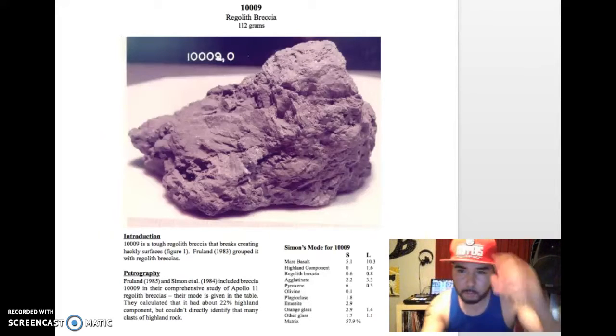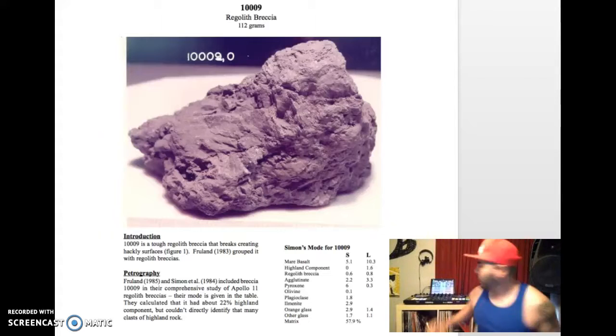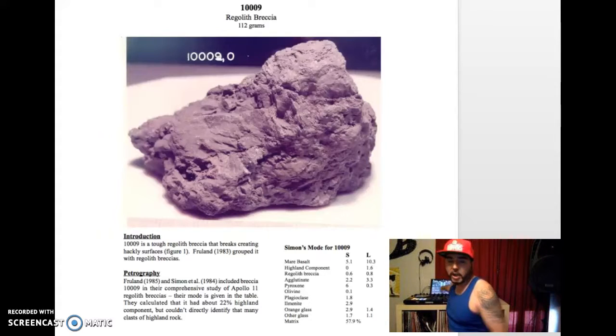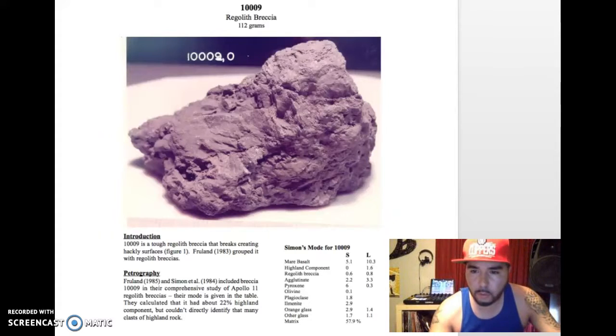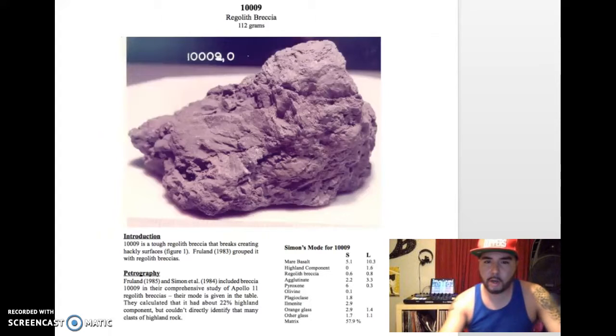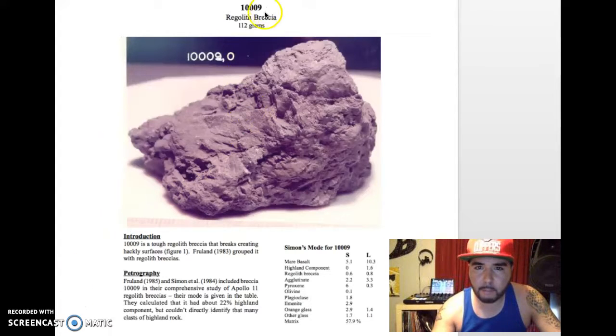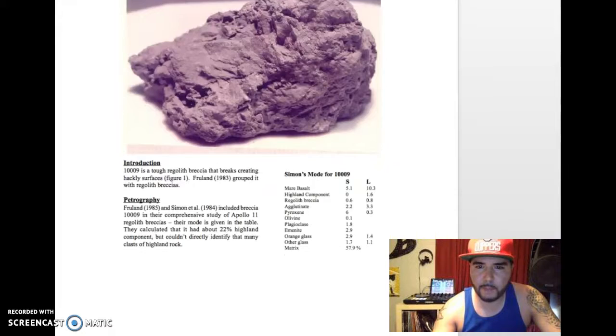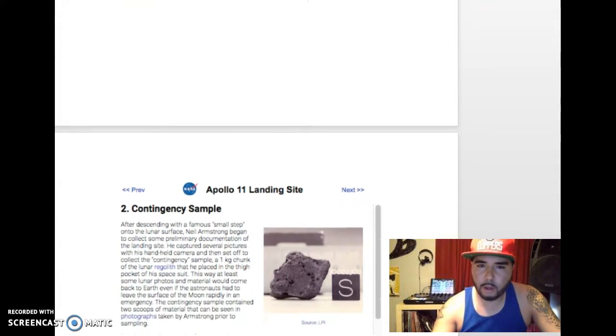I was just playing another Moon song. So this is the mission activity for the Moon. I'll go ahead and start off right here. This is a regolith breccia lunar sample, and it breaks, creating hackly surfaces. Here's some information, petrography. I'm not quite sure what that means. We'll go on to the next one.